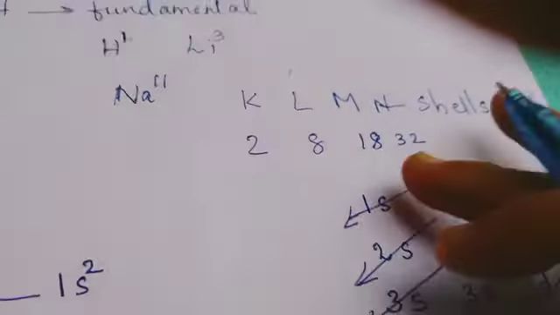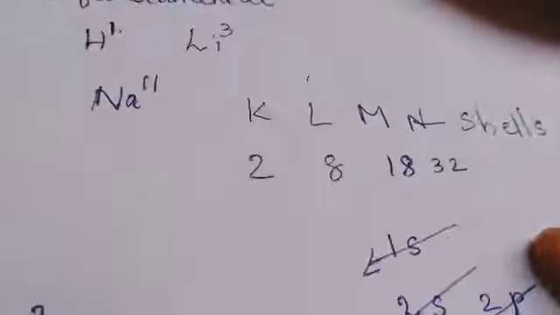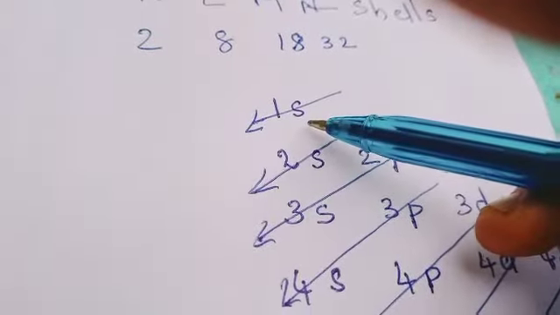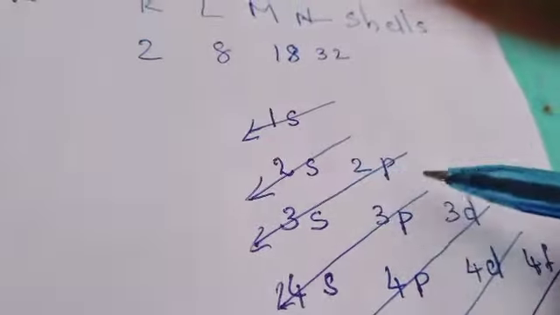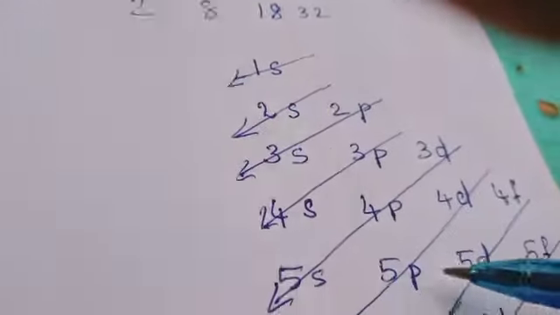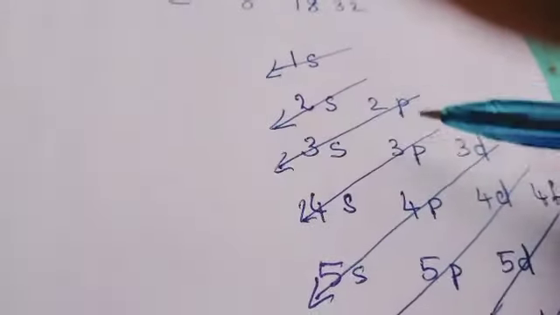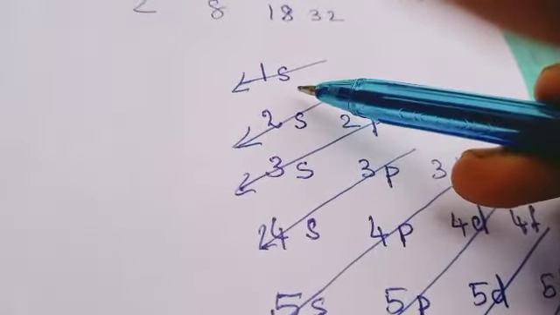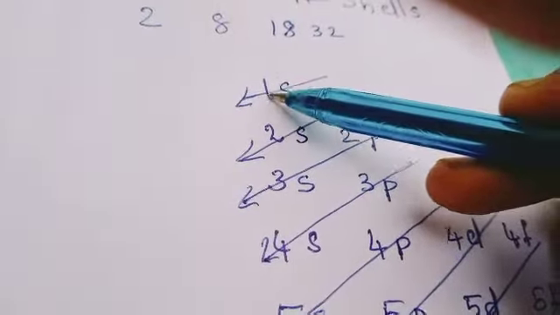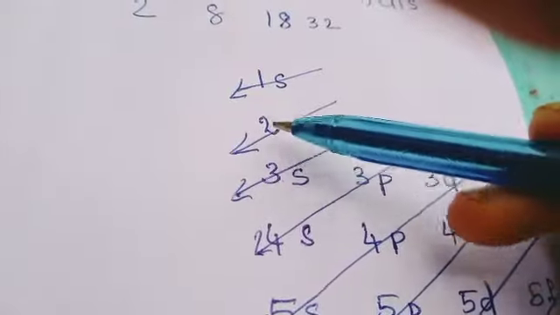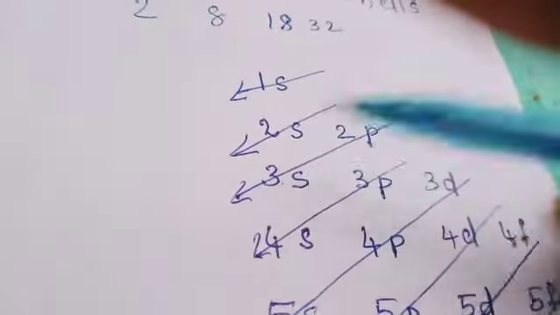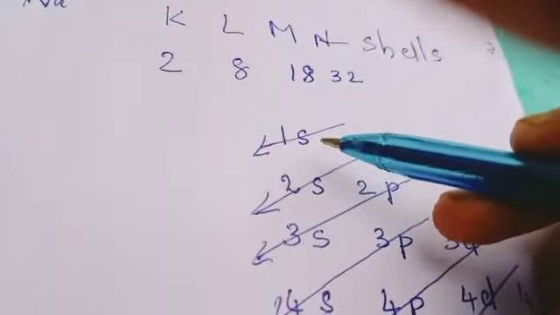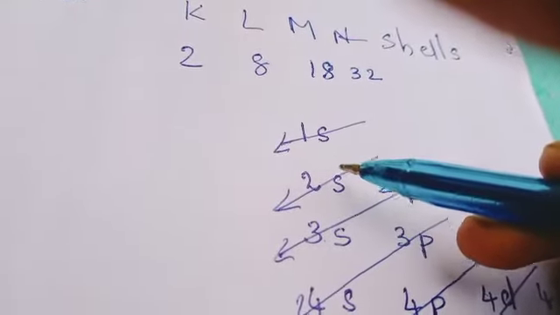We have a pattern here. We have to write it like this: 1s, 2s, 2p, following a pattern. According to this pattern we get the electronic configuration. These numbers denote the shell number, the number of the shell.